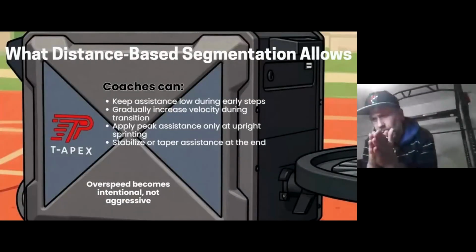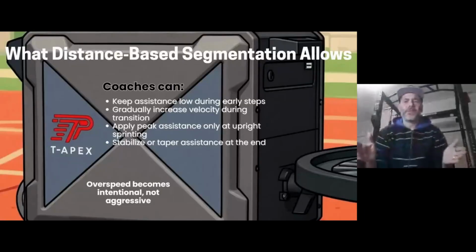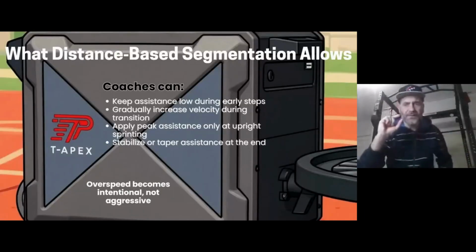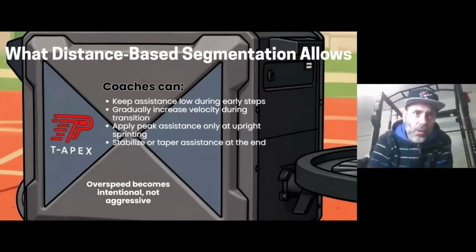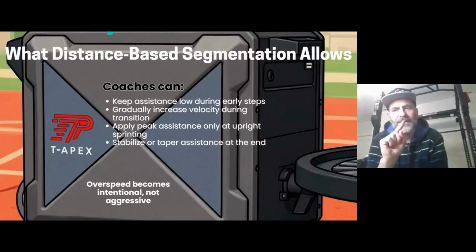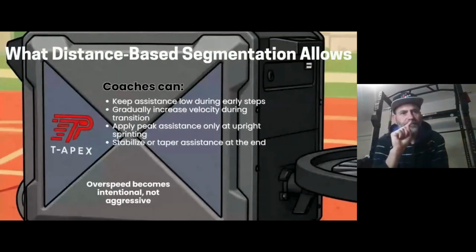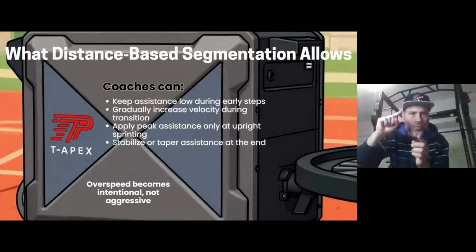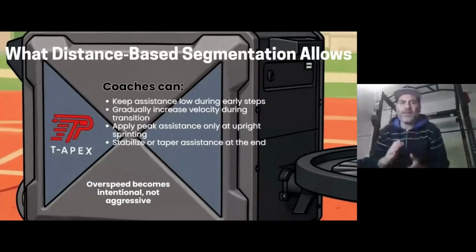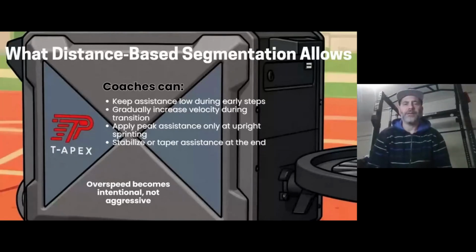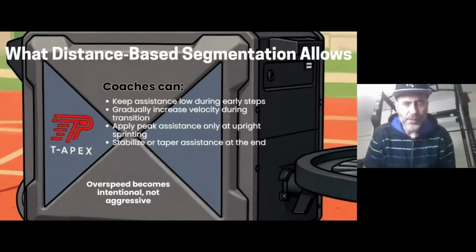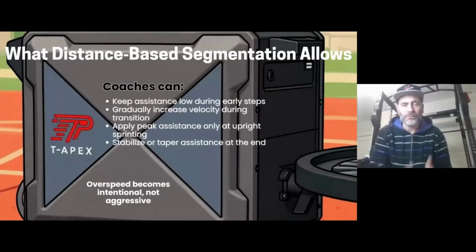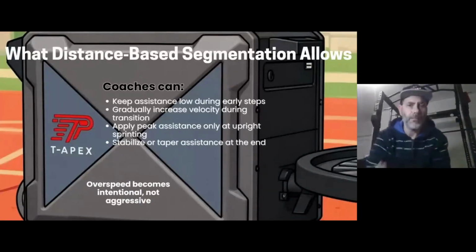And this enables very precise control of the assistance. With distance-based segmentation, we can keep assistance minimal during the first steps, increase it gradually during the transition, and apply peak assistance only in the max velocity window. Okay, so we can also stabilize the velocity plateau or taper assistance to maintain the required rhythm and dynamic coordination in the upright sprinting phase. So this makes overspeed safer, more specific, and more transferable.